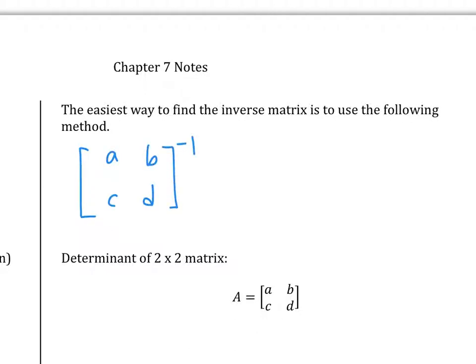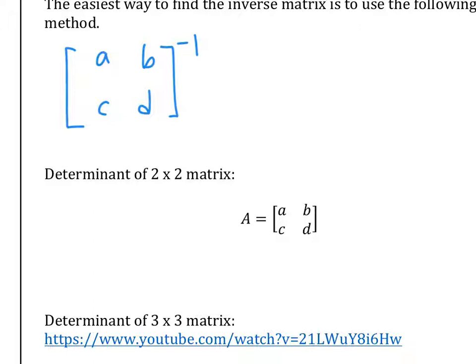So, for example, if we have the matrix A, B, C, D, and we want to find the inverse, the negative one means inverse. First of all, we've got to find the determinant. So, the determinant of a 2 by 2 matrix.